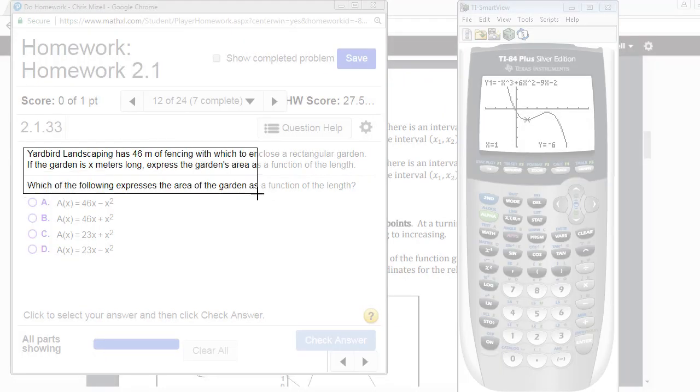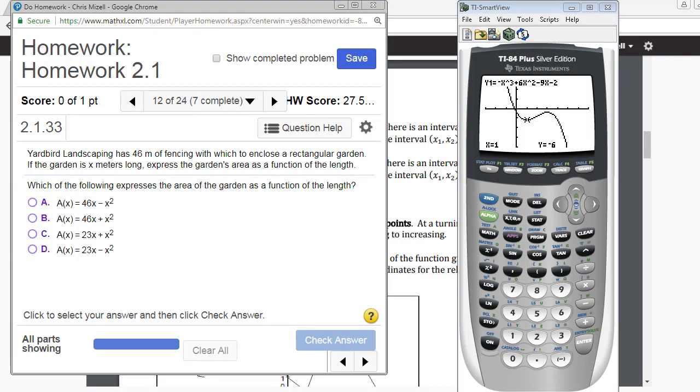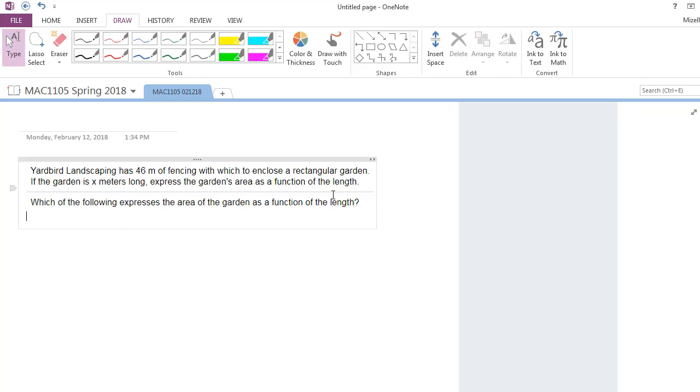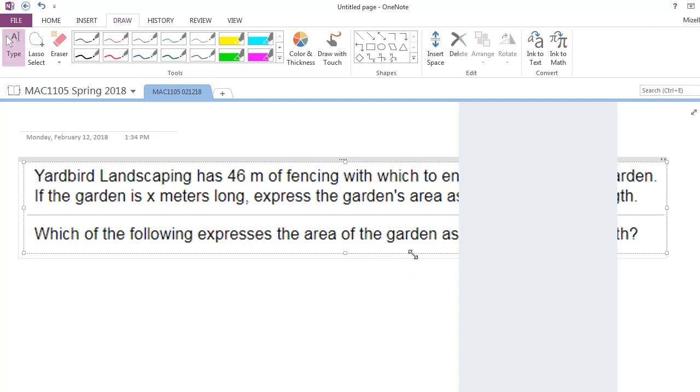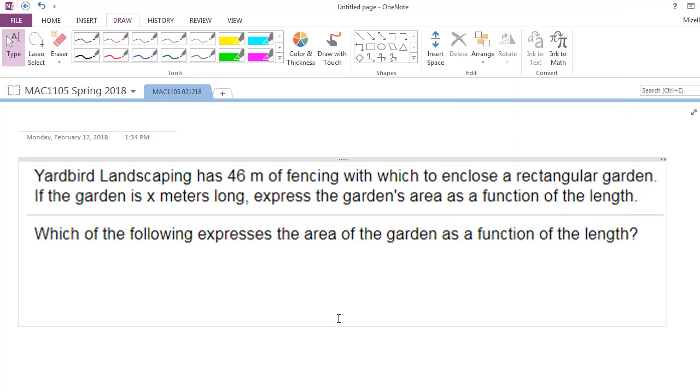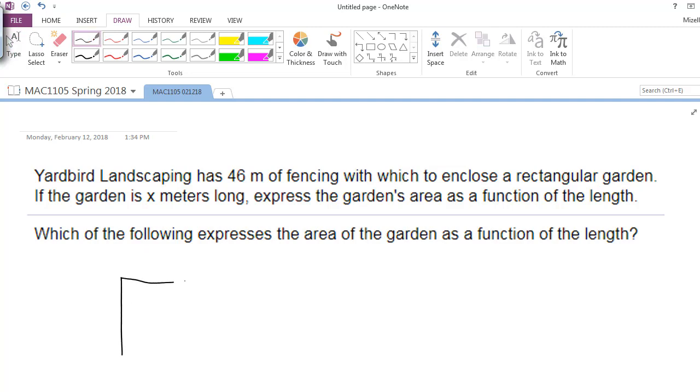Yard-bird landscaping has 46 meters of fencing with which to enclose a rectangular garden. Is that where the calculator was? Oh, good. With which to enclose a rectangular garden. If the garden is x meters long, express the garden's area as a function of the length. So here's our rectangular garden, and there's a total of 46 meters of fencing.